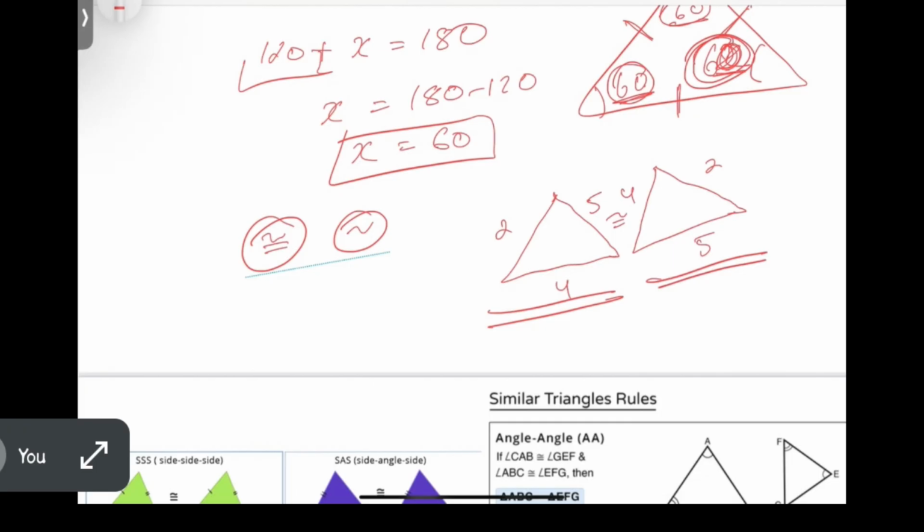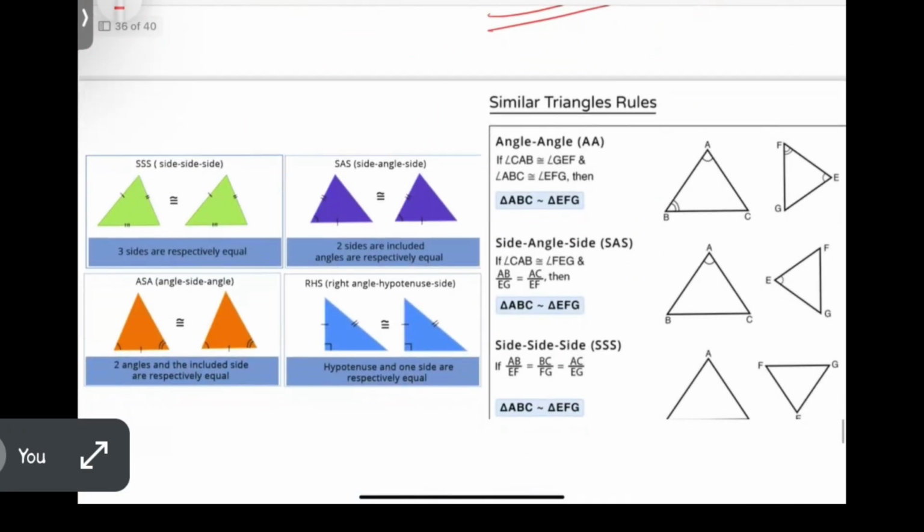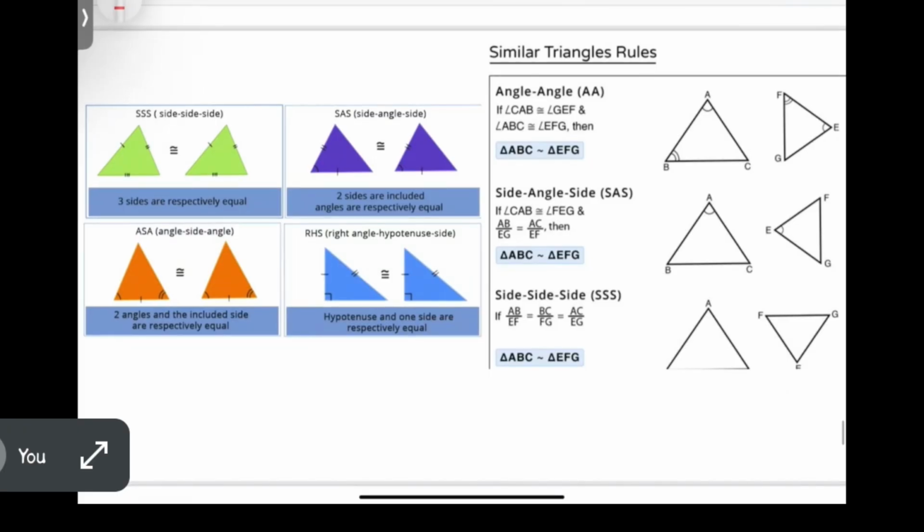But this may be one triangle and this may be another triangle, and these two may not be exactly the same. One may be bigger and one may be smaller, but they may be similar. So there are some conditions for when to say two triangles are similar or two triangles are congruent. There are certain criteria. So this is for congruent.